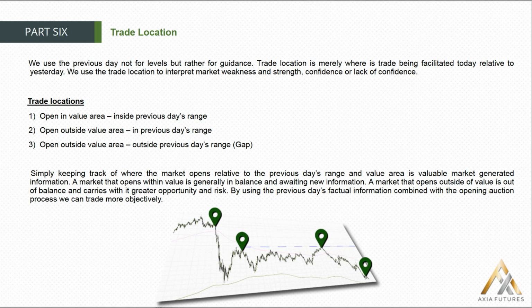So we lean on the previous day's referencing points to determine the level of confidence or lack of confidence. Then the three basic trade locations that we can identify based on the previous session are, firstly, if we open in value area. So if we open within the previous day's value area inside of the previous day's range. The second trade location is if we open outside of the previous day's value area or accepted value area, but still within the previous day's range. And the last trade location is if we open up completely outside of the previous day's value area as well as the previous day's range.